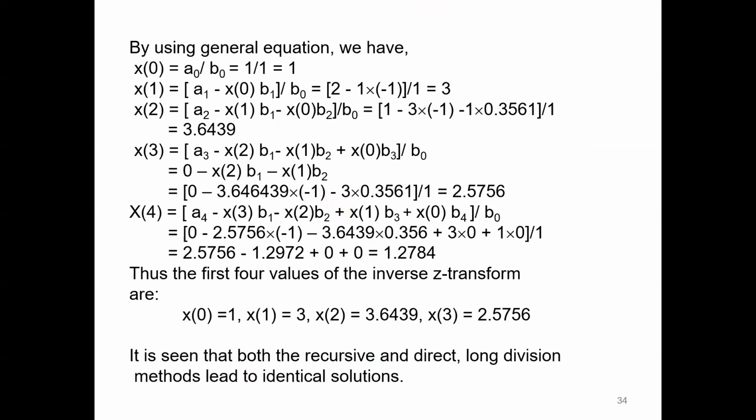Now here you can see the recursion. x0 is a0 over b0, 1 over 1 is 1. And then you have x1, which is a1 minus x0 b1 divided by b0. So substitute these numbers over here. x0 is 1, which is already calculated in the previous step, and the answer is 3.